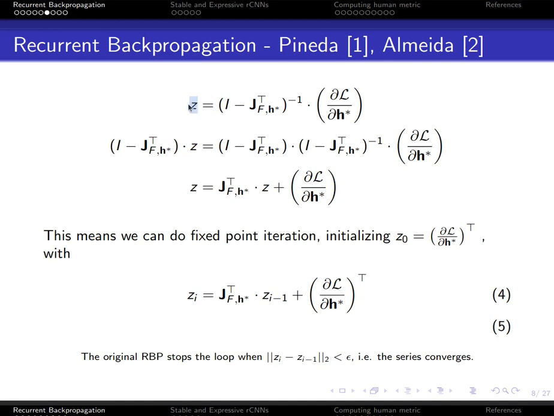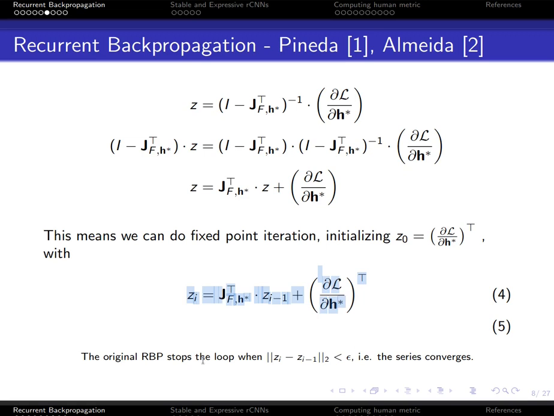They define an auxiliary variable z and multiply the term I minus Jacobian of f at h star on the left part of both sides of the equation, and this one cuts out and it ends up in this formula. Now with this they can do fixed point iteration because we have z on both sides of the equation. They initialize z with some number. In their case they say that it can be the derivative of the cost function with respect to h star, and perform fixed point iteration with this.